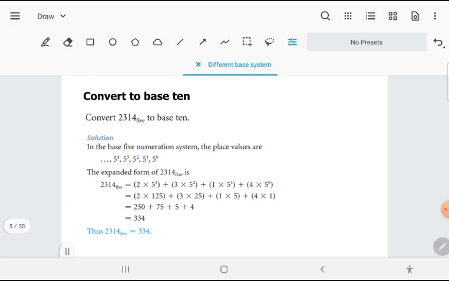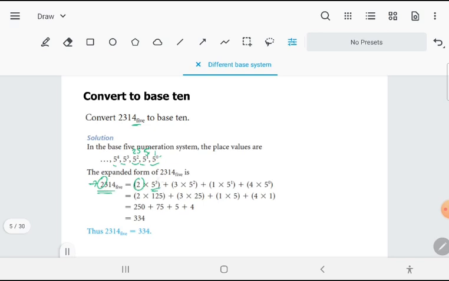So how do we convert from non-base 10 to base 10? For example, I'm given 2314 subscript 5. So this numeral is of base 5. And then I want to convert it to base 10. Remember, when we say base 5, we use the base 5 and raise that to the powers of n, as you can see here. So we have 1s and 5s and 25s and so on. So what we do is we just put this numeral into expanded form. You write each of the digits. So 2 coming from here, and then multiply that to the place value.